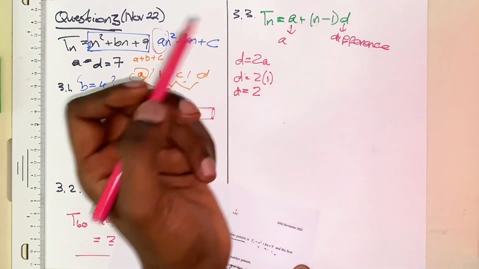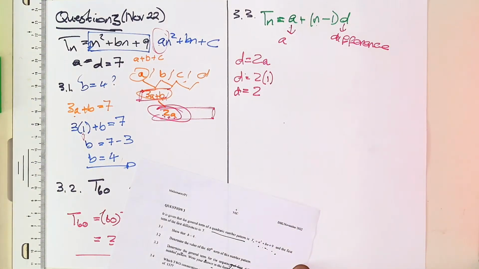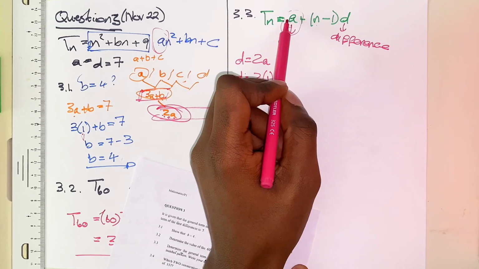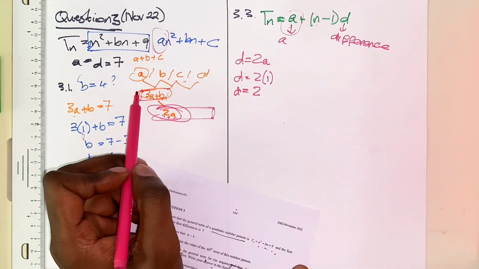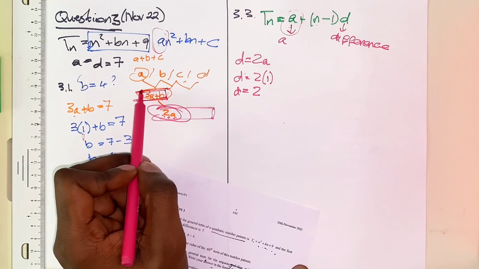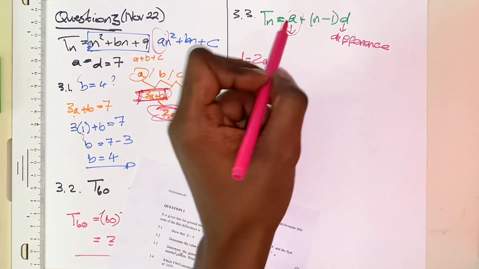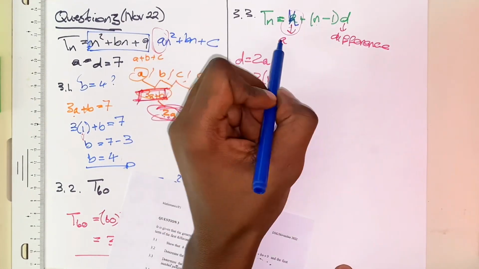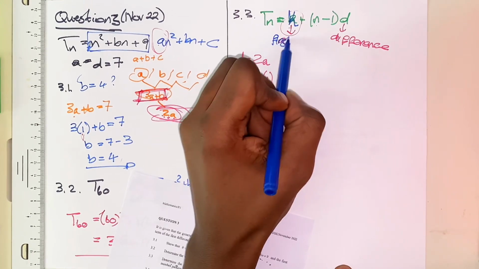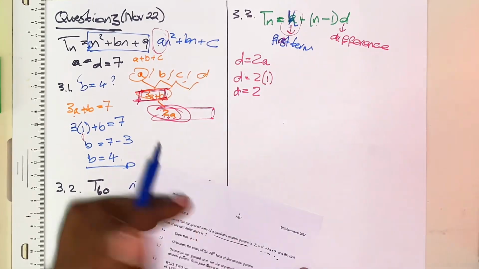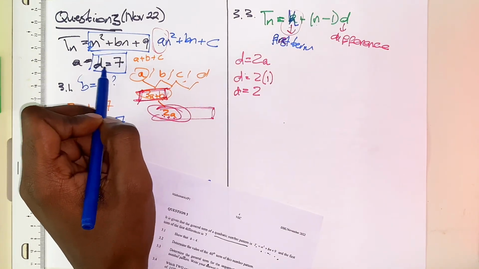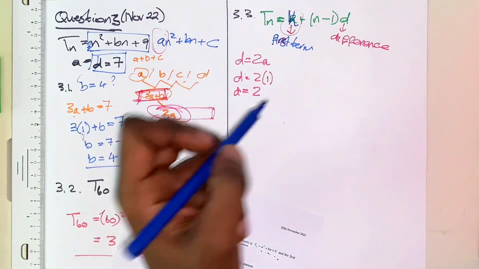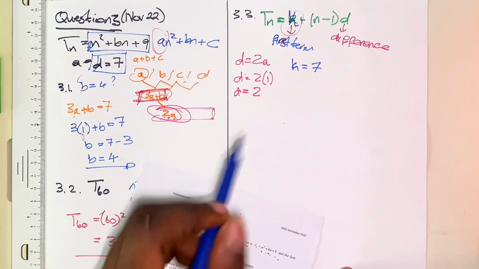Now, do we know a? Yes, we do. Now, this might confuse you. Here, when you say a, we are looking for the first term of the arithmetic sequence, which is the first term of the first difference of the quadratic. So maybe let's change it and call it k, and say that k is the first term. Now we know the first term of that arithmetic sequence is 7. It is the first term of the first difference. So our k will be equal to 7.